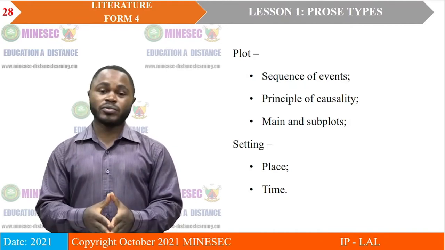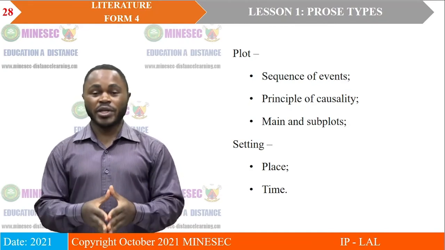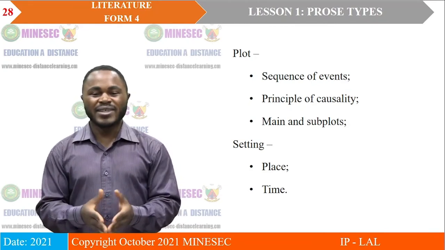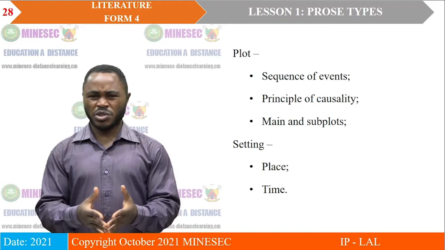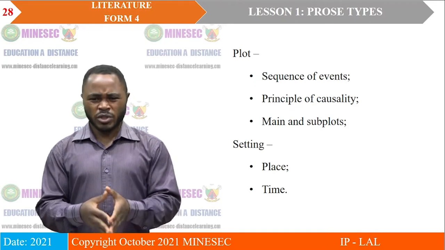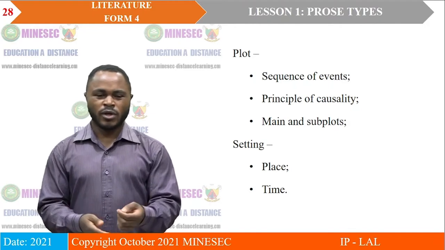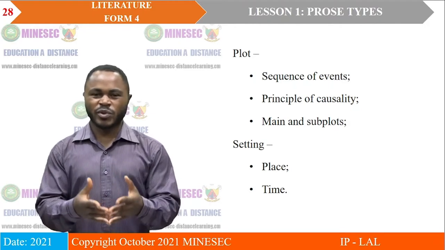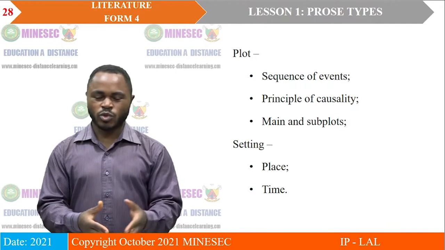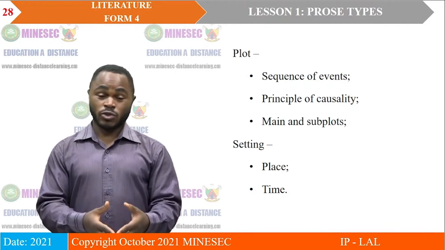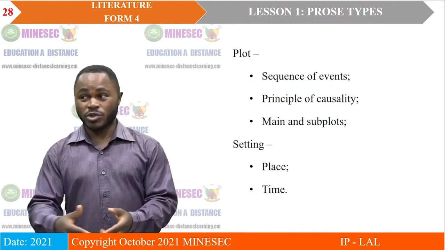For example, a person wakes up from bed in the morning, having had a bad night, and so he or she is in a bad mood. Because he or she is in a bad mood, he refuses to give pocket allowance and even transport fare to his son or daughter who's supposed to go to school. That son or daughter becomes annoyed as a result of that.